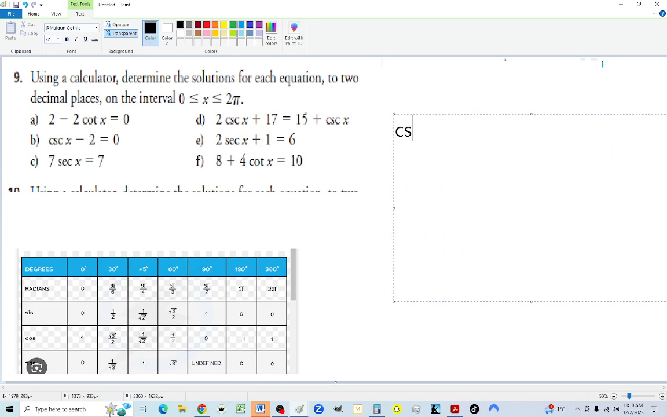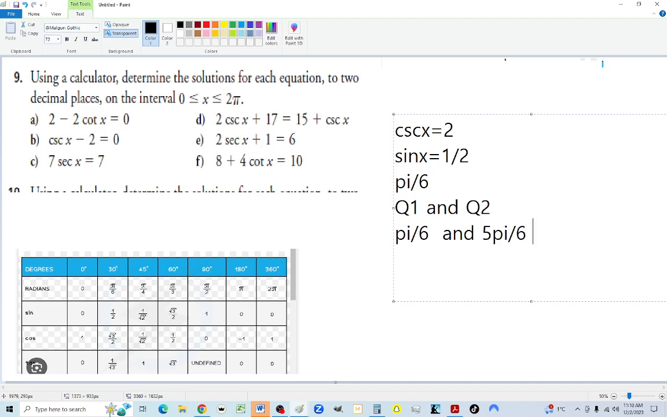Oh, I see, they're doing the secondary values. When is cos x equal to 2? Well, it's the same as when sine x is equal to 1 over 2. Sine x is equal to 1 over 2 at pi over 6, and that's positive, so we're talking about quadrant 1 and quadrant 2. So we're talking about pi over 6, and quadrant 2 is 5 pi over 6, which is pi minus pi over 6.